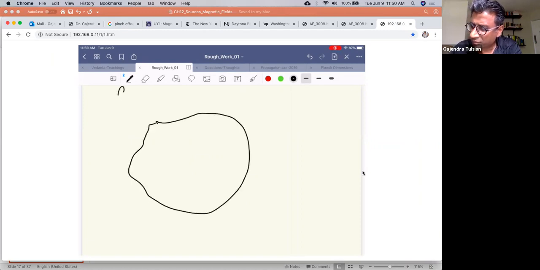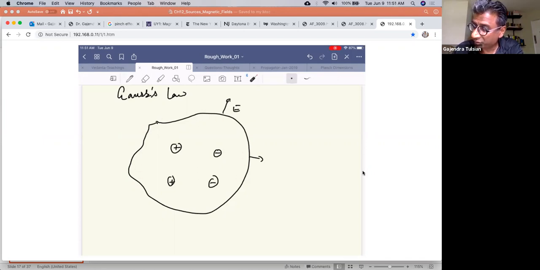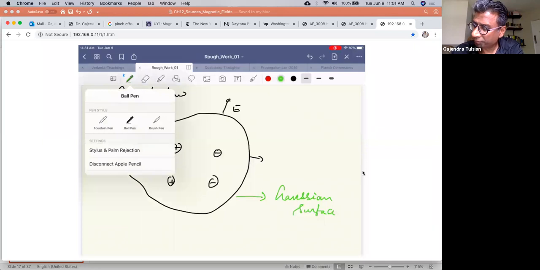What Gauss did was relate the electric field on the surface. This is an imaginary surface, this Gaussian surface, and you can do this for any surface. We will even give it a name. And so what Mr. Gauss did was give us this relationship.